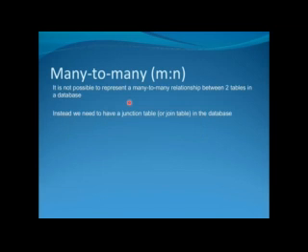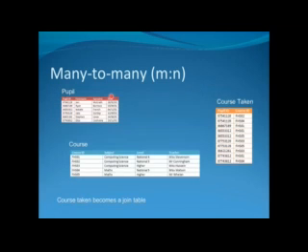It is not possible to represent a many to many relationship directly between two tables in a database. Remember, instead we need a junction table or join table in the database. We can understand this better with this application: we have people, course, and course taken. Course taken becomes the join table for these two.